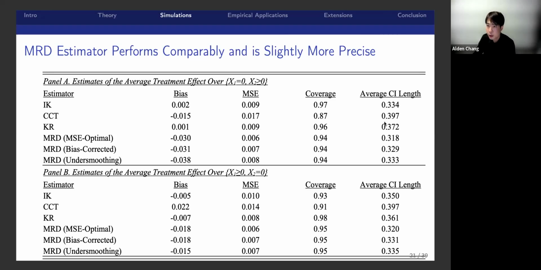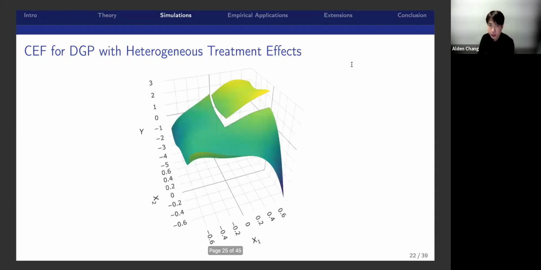And finally, the confidence interval lengths for my MRD estimator are slightly narrower, so the standard errors tend to be smaller. So I guess the main takeaway from this panel is that when we are interested in constant treatment effects, my MRD estimator performs comparably with single dimensional methods. So perhaps slightly higher bias, but smaller mean squared error and smaller standard errors. Now let's consider the second data generating process with heterogeneous treatment effects. And here we can see quite clearly that the treatment effect is increasing in X1, and it seems to be decreasing in X2.